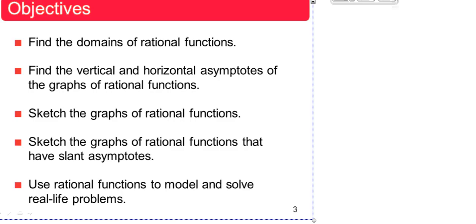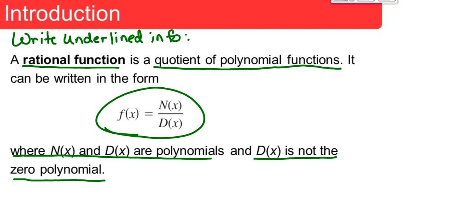So here are the objectives for this lesson. We want to find the domains of rational functions, find the vertical and horizontal asymptotes of graphs of rational functions, sketch the graphs of rational functions, sketch the graphs of rational functions that have slant asymptotes, and use rational functions to model and solve real-life problems. So we are going to use lots of things from our previous section as well. I have some of these notes pre-set up, so I will be just reading through a few things as we go. You should maybe write down the underlined information.